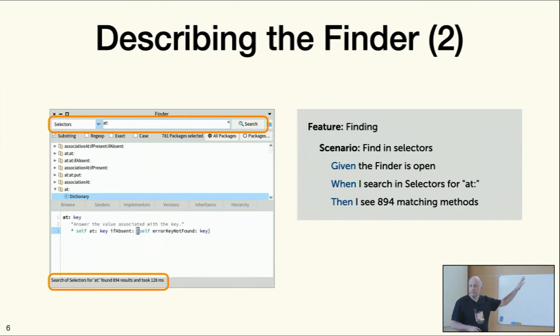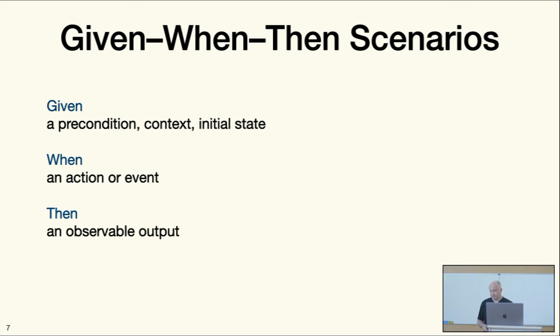But here we have an example, which is a variation of that, where we search for selectors, as you can see here. We search for a selector, we press the search button, and then we find a lot of hits. We can describe it like this. You see that the first step in the scenario is the same as the other one. We open the Finder window, and then we search in selectors for @, and then we see so many matching methods. That's what we will use as an example.